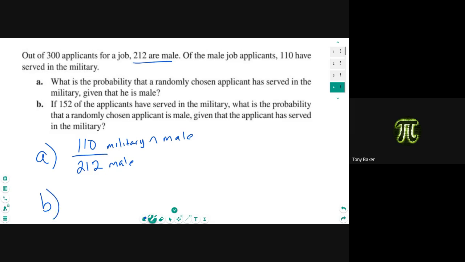If 152 of the applicants have served in the military, what is the probability that a randomly chosen applicant is male, given that they served in the military? What's the only thing that changes? What was the given piece in this one?